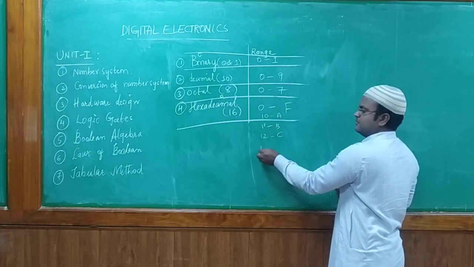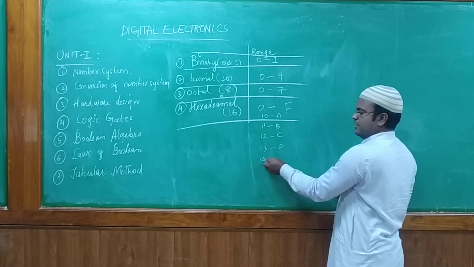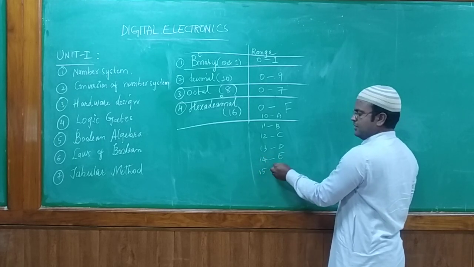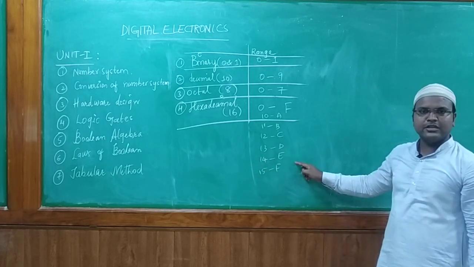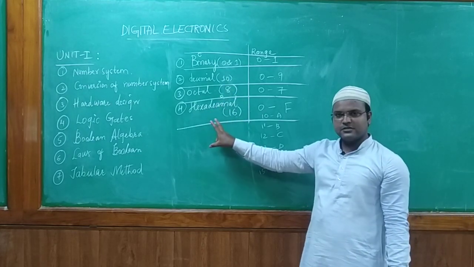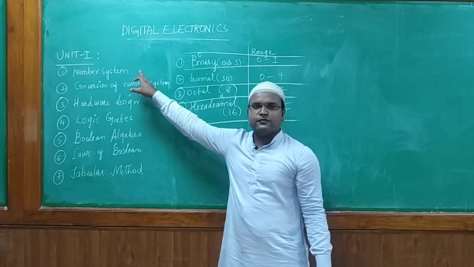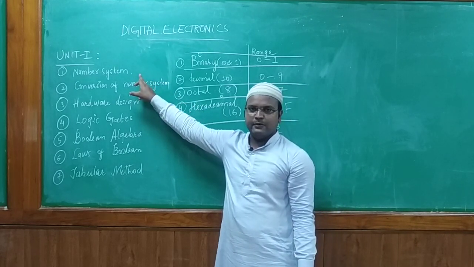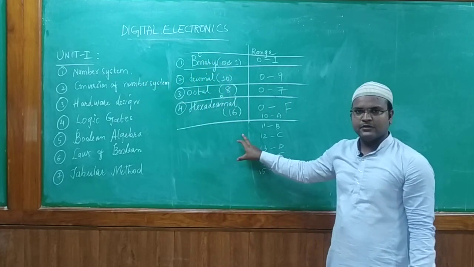12 as C, 13 as D, 14 as E, and then 15 is F. So these are the notation of your hexadecimal. So these are the number systems that are part of the first subunit. In that, these are the content.